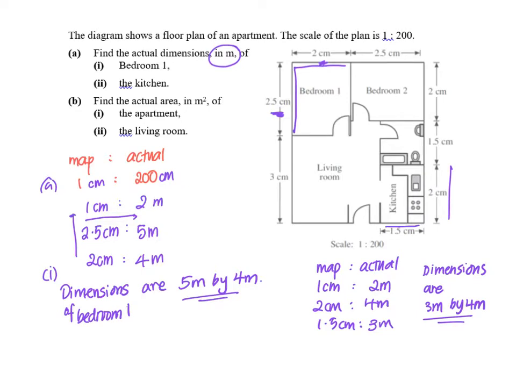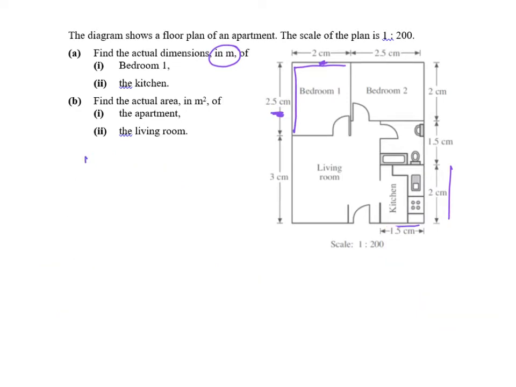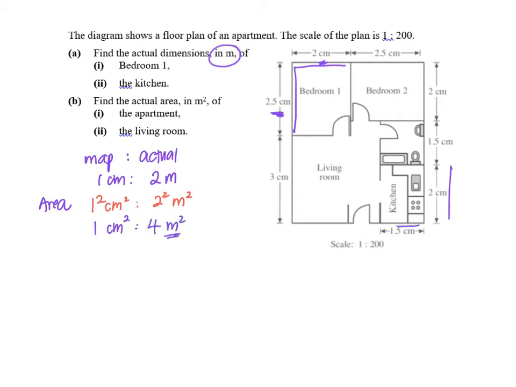Okay, no more space. We mentioned just now the map and the actual is 1 cm to how many meters? 2 meters. Right? But now I want to find the area. What do I need to do to everything? Square. 1 cm square, 2 meter square. All square. That will give me a result of 1 cm square, 4 meter square. Now the unit is the same already, right?